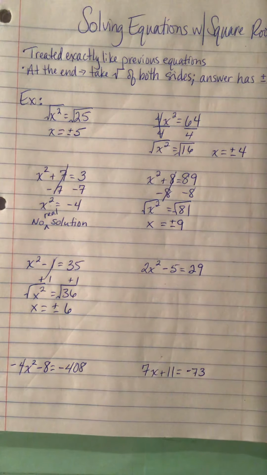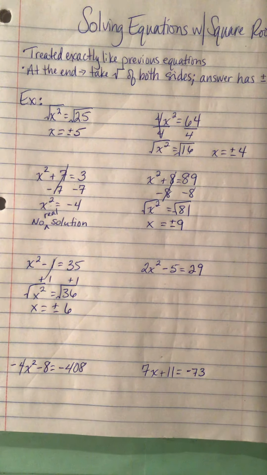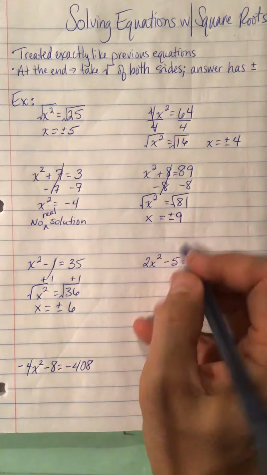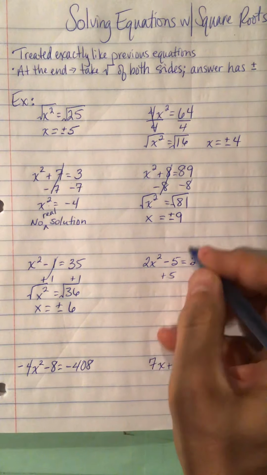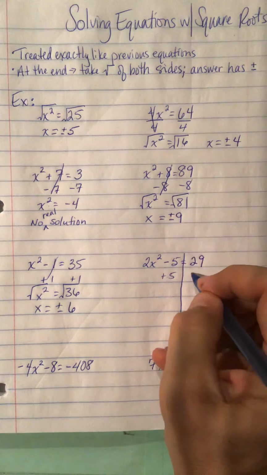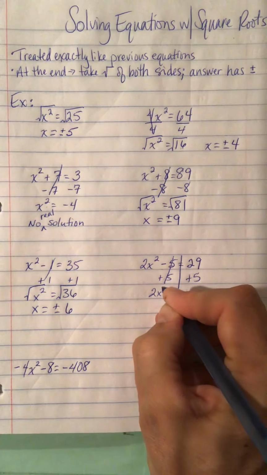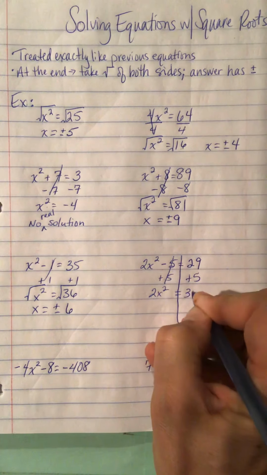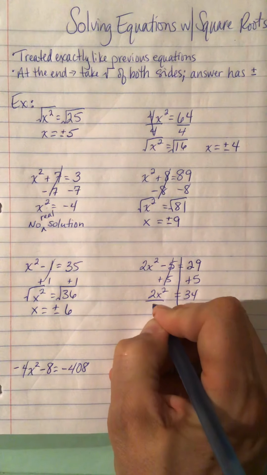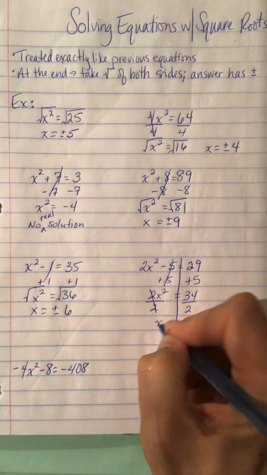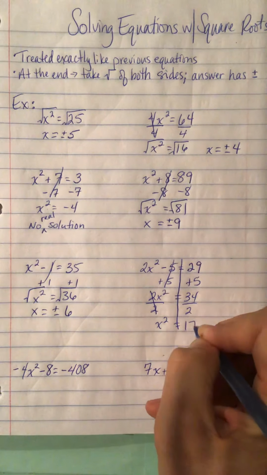Now we're going to get into something. This example isn't going to work out quite so pretty for us, but we're going to attack it just like we would normally. We're going to add 5 to both sides, so we may want to draw that line down here. 2x squared is equal to 34. We divide both sides by 2, and we get x squared equal to 17.